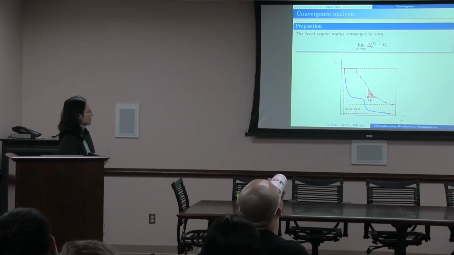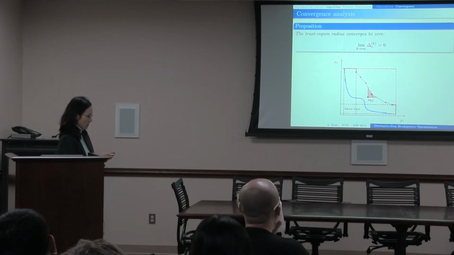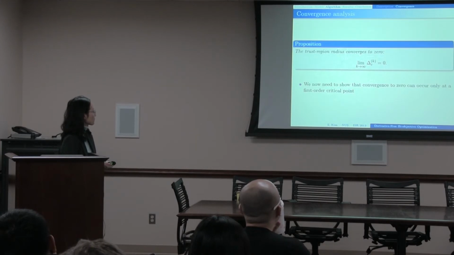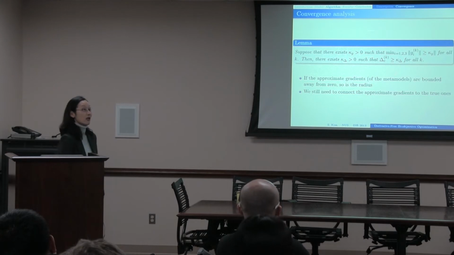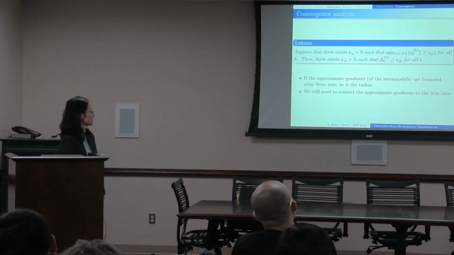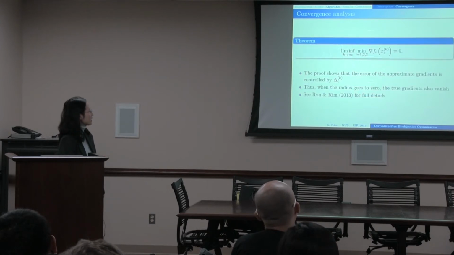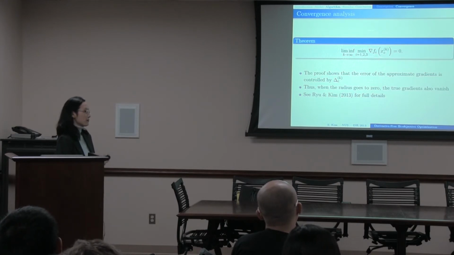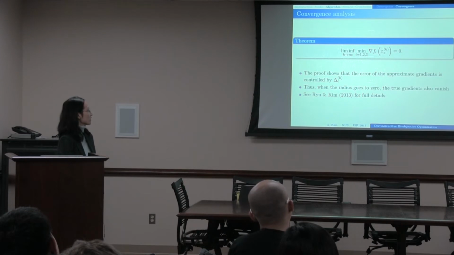Once we get that eventually this trust region radius converges to 0, then based on it, we can get this lemma. What the lemma says is that if the trust region radius goes to 0, then the gradient of the meta model also goes to 0. And then finally the theorem we want to show is that since the gradient of the meta model goes to 0, and by the fully linearity condition, as I described at the beginning, eventually the error between the true gradient and the meta model gradient is upper bounded by the trust region radius. So eventually the true gradient also goes to 0.